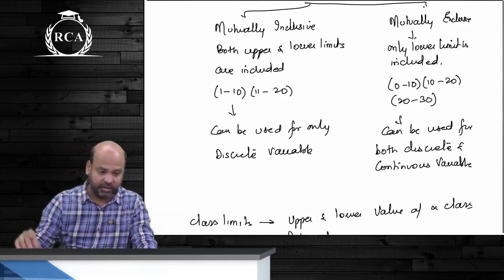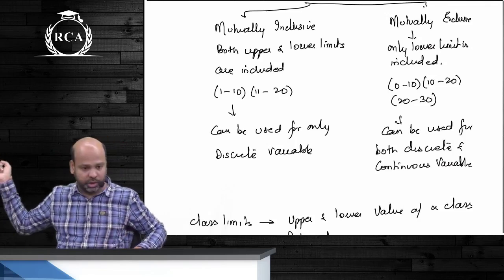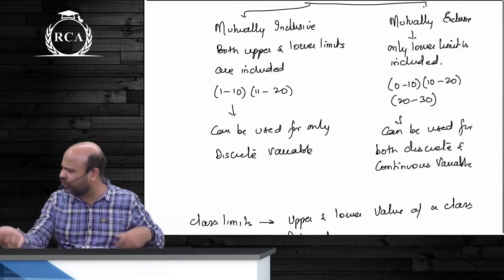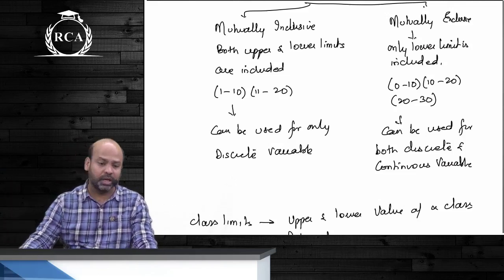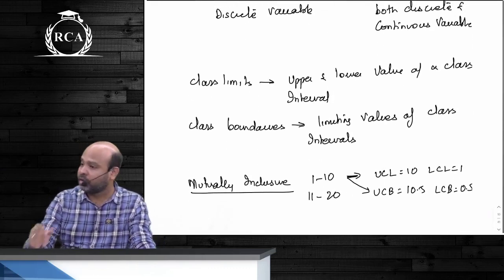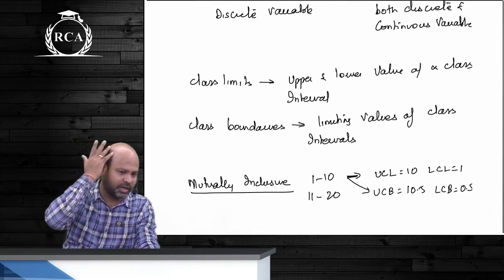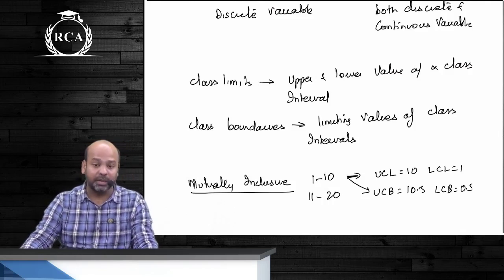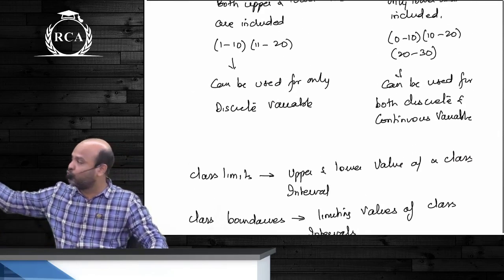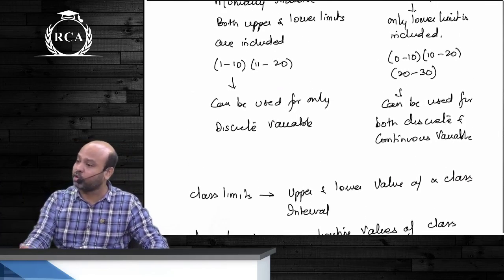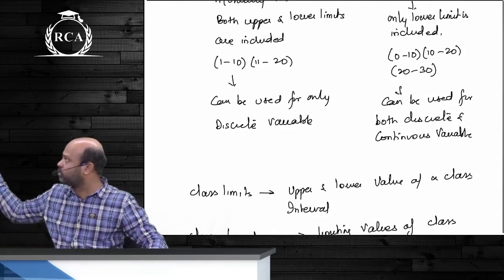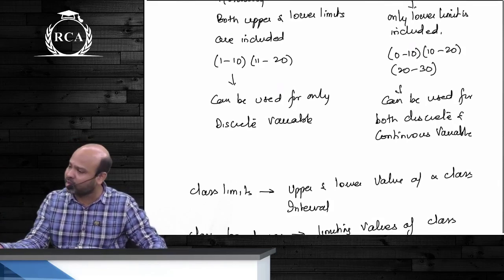Mutually exclusive classification, 0 to 10, 10 to 20, 20 to 30, can be used for a continuous variable as well as for a discrete variable, but normally it is used only for a continuous variable. Are we clear about this? Class limits are the lower and upper limits. Basically, what is the minimum value and the maximum value that can be assigned to a class interval? That will become your class limits. If it is mutually inclusive classification like 1 to 10, 11 to 20, your class limits will be 1 and 10, 11 and 20.